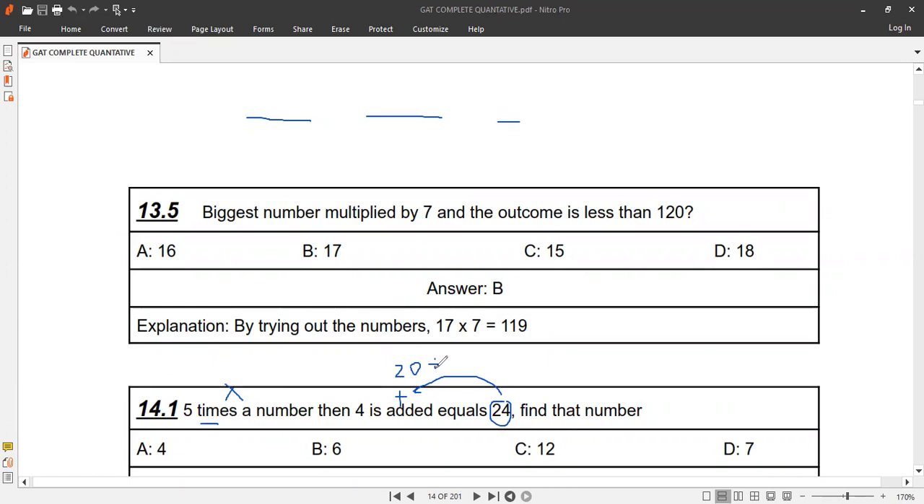So we start from the last step, which is adding 4. We subtract 4. It becomes 20. Now, the previous step, we multiply by 5. So we divide by 5. So 20 divided by 5 equals 4. So the answer is A.